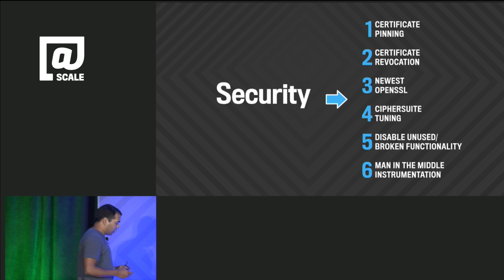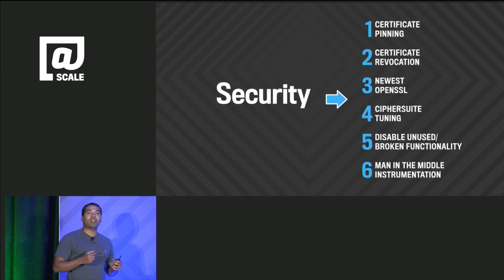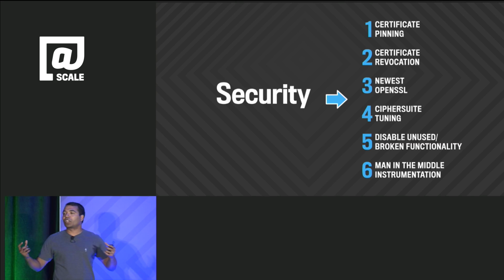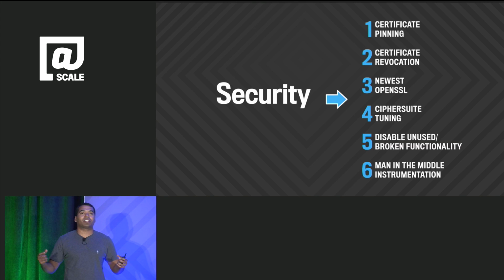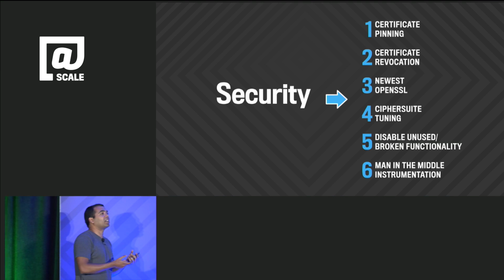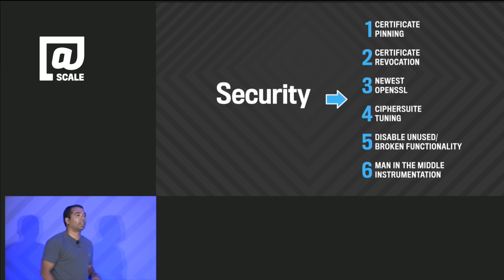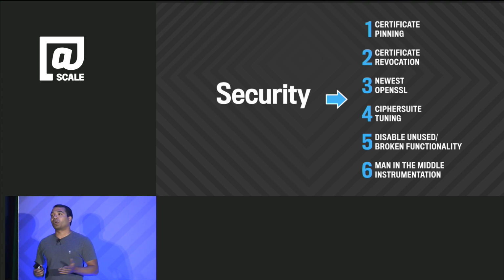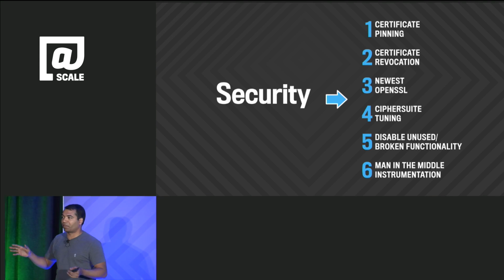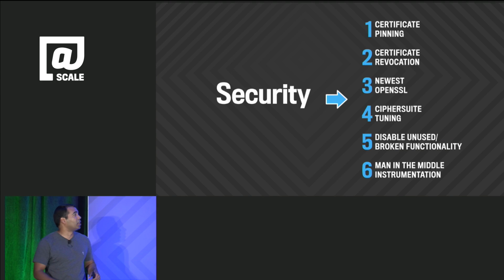Then cipher suite tuning. This is something possible only when you control both ends of the connection. That's when you can really pick and choose. Otherwise, in the usual stacks, there is very little ability to negotiate the cipher suite, right? And that can be used to disable unused or broken functionality. For instance, RC4 MD5 was broken for a while in the Android world, right?